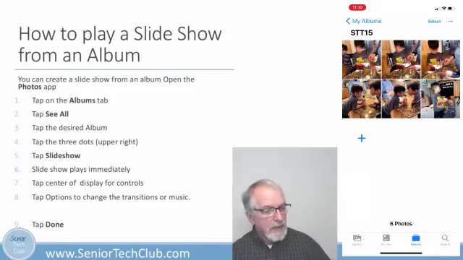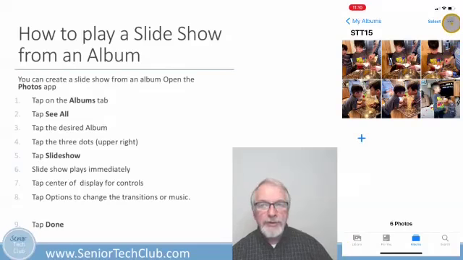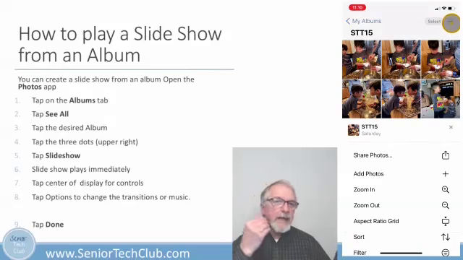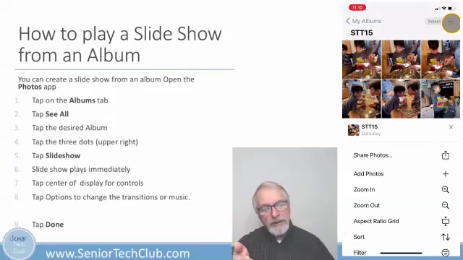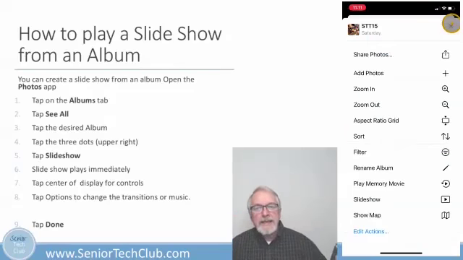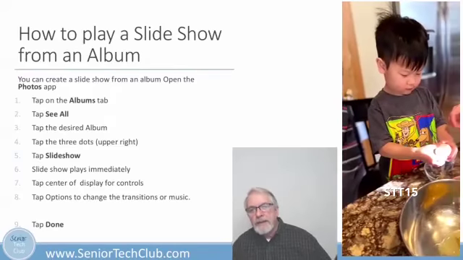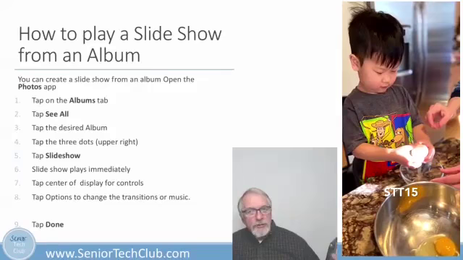I tap on the 3 dots that are way on the upper right-hand corner of the screen, 3 dots. You tap on the 3 dots. This is like a share function for the album. And you're going to have to scroll down a little bit until you see slideshow. You can tap on slideshow, and this is where you are calling your inner Ken Burns.